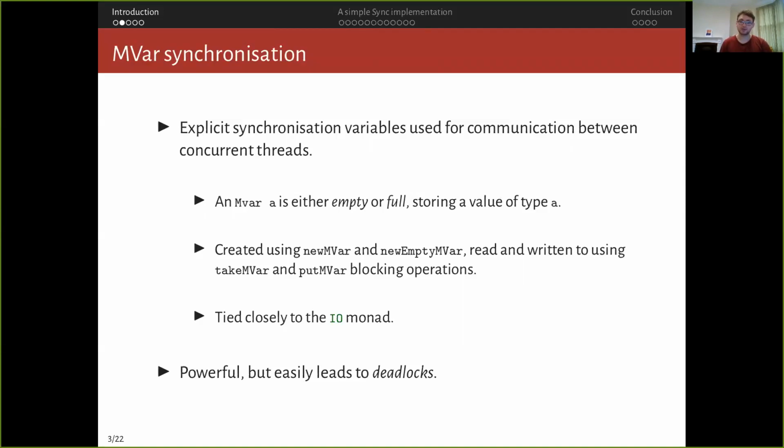An MVar can store a value of some type A, and it is either empty when it stores nothing, or full when it stores a value of type A. An MVar is created using newMVar and newEmptyMVar constructs, which are read and written to using blocking takeMVar and putMVar operations. There is a close connection between programming with MVars and the I/O monad, so MVar manipulating code can be intertwined with other I/O side effects.